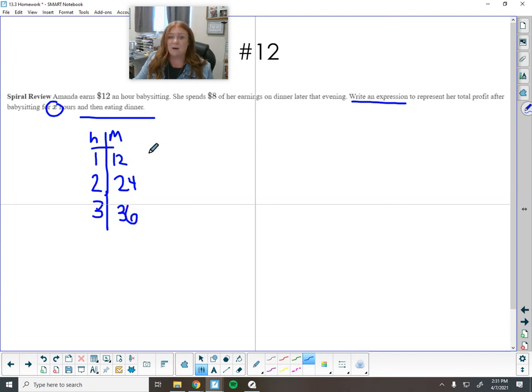So we don't know how many hours she babysat for. So how did I get from here? We're actually going to call this X for hours since it said that in the problem. How did I get from X to the money? Every time we times by 12. So that means I need 12 X's. So these are her hours. Whatever number of hours she did, she just plugs that in. And then she spent 8 of that, so minus 8 will be how much money she earned.